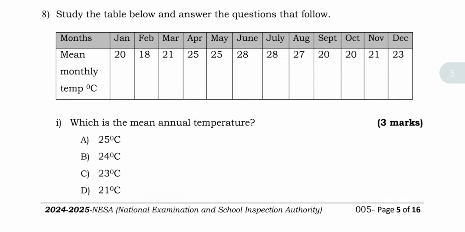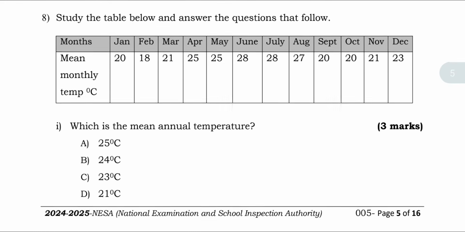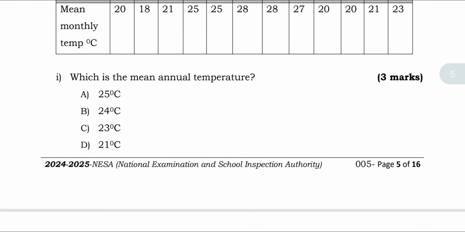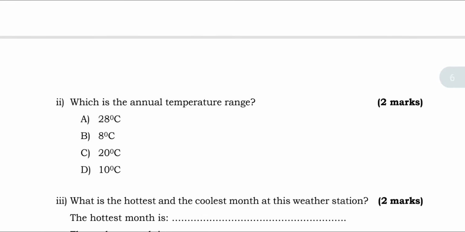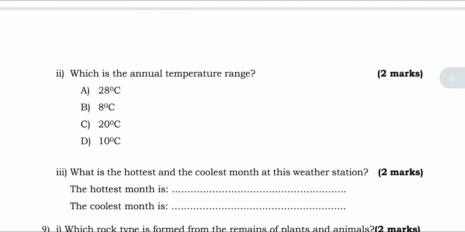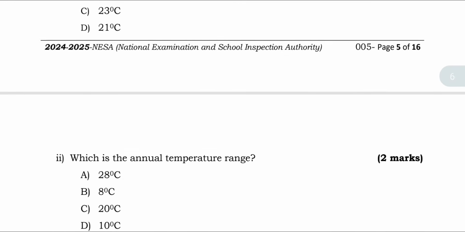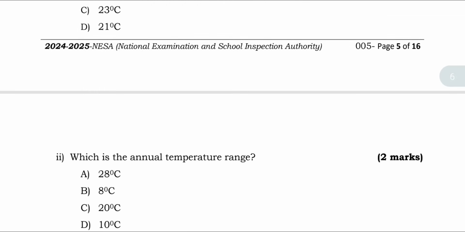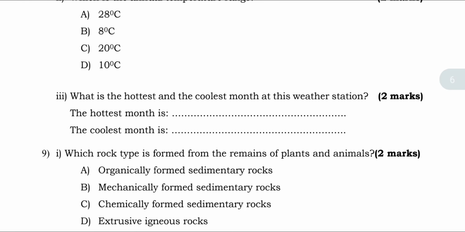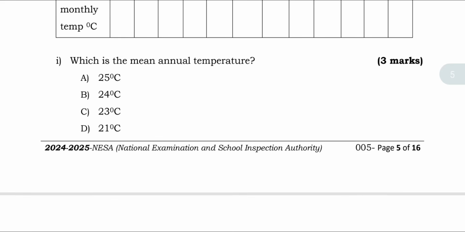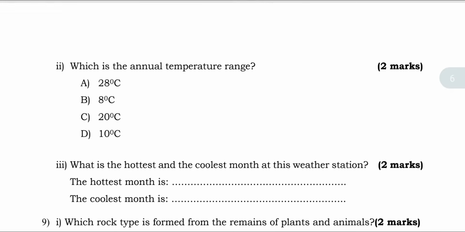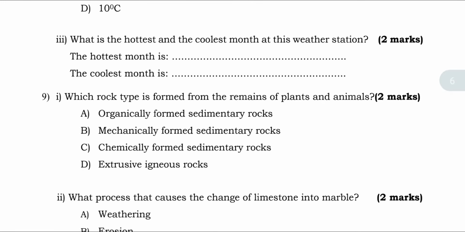Study the table below and answer the questions. We have right here the table which shows the temperature and rainfall. Whereas A, what is the mean temperature, we have it right there. Number 2, what is the annual temperature range? We have it right here from the table. And number 3, what are the hottest and the coolest months at the weather station? You have to choose it from the table I have given above. The hottest month is and the coldest month is.